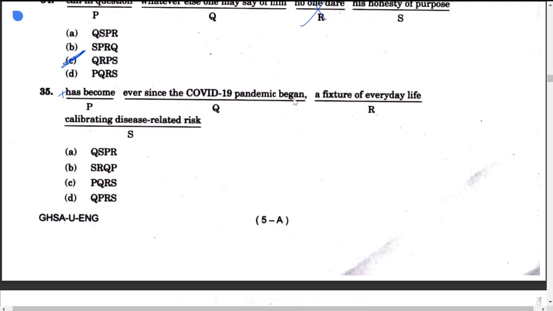Ever since the COVID-19 pandemic began, calibrating disease risk has become a fixture of everyday life. So we can pattern it with Q, S, P, and R. Do we have this QSPR? That is the first option we can absolutely use.